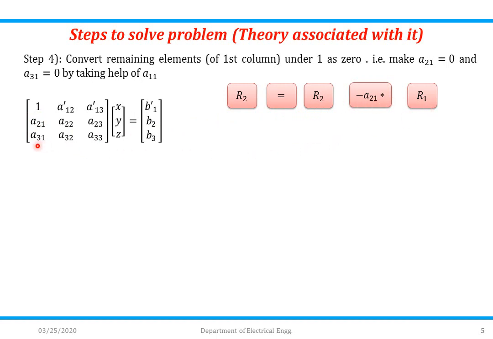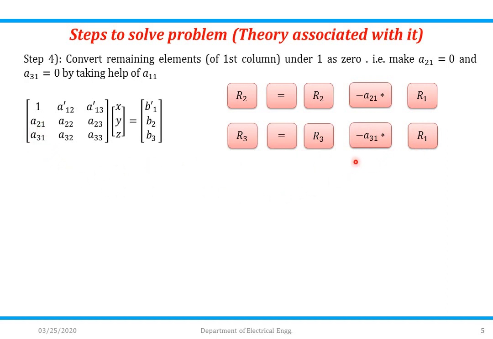Similarly, I want to make this element, that is A31, equal to 0. So how to make it? I need to make a change in R3. So R3 equal to R3. Again, I want to take help of which element? Yes, R1. So therefore I have taken R1 here. Now this is plus A31, so here I have written minus A31. So the equation for this is R3 equal to R3 minus A31 into R1.